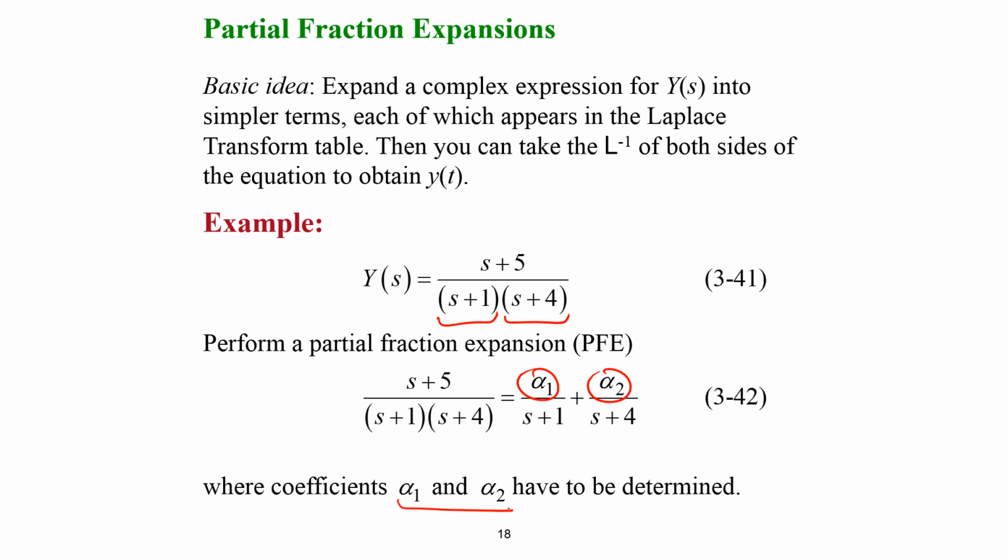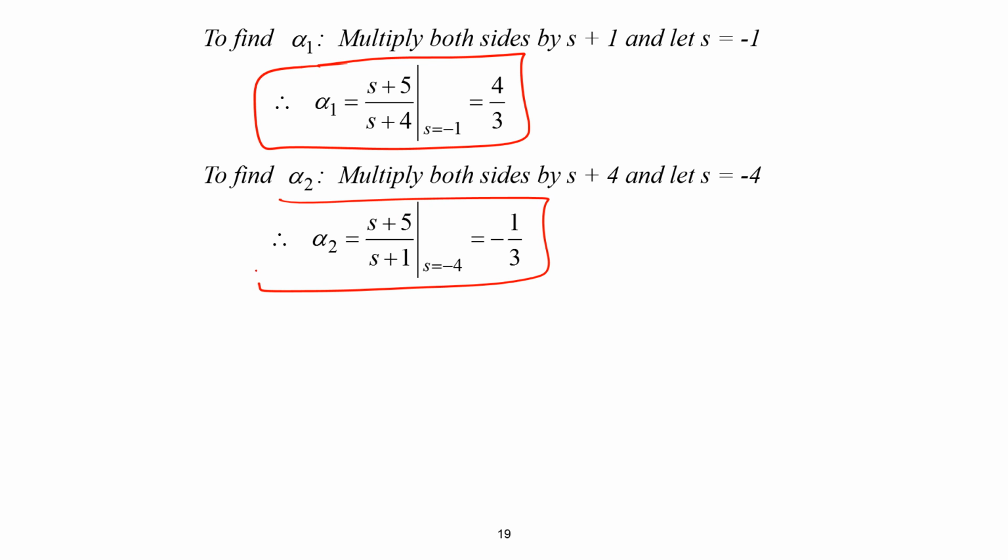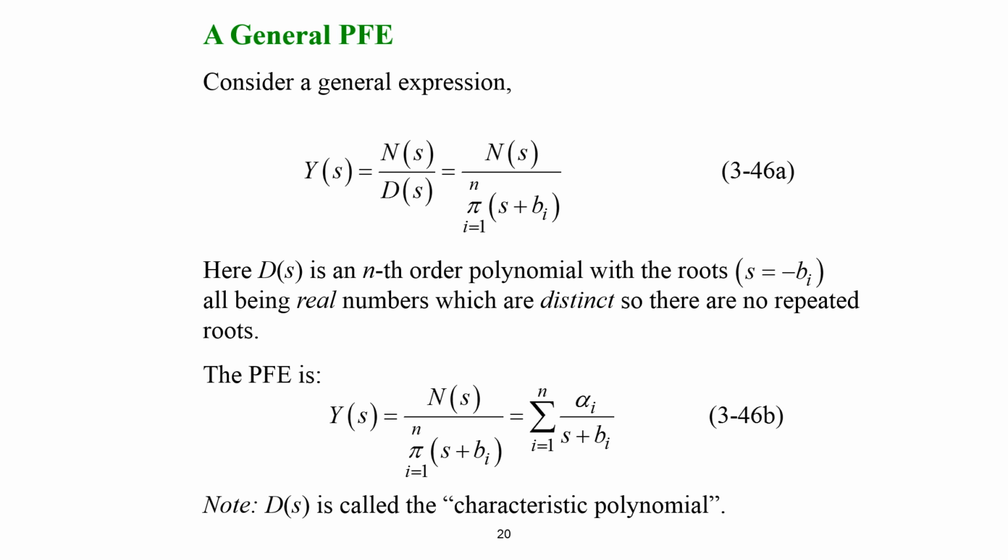Okay, so you can determine your coefficients alpha 1 and alpha 2. And here we go, alpha 1 equals 4/3 and alpha 2 equals -1/3. So here's just a general expression for the partial fraction expansion, and D(s) is called the characteristic polynomial. We're going to visit that a little bit more later, but this is going to be called the characteristic polynomial for some of our analysis that we're going to do later on in this class.